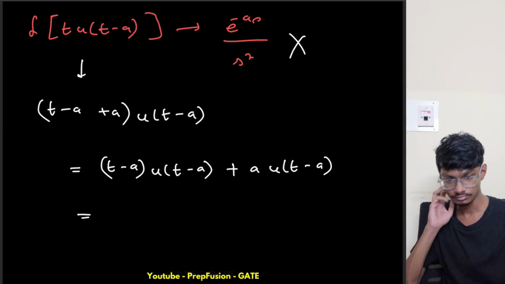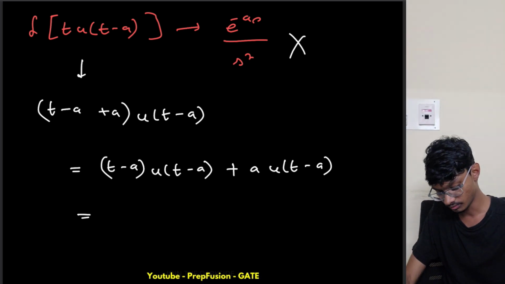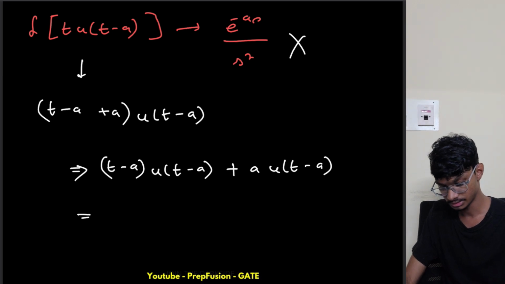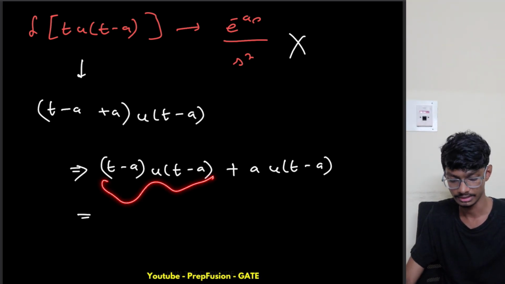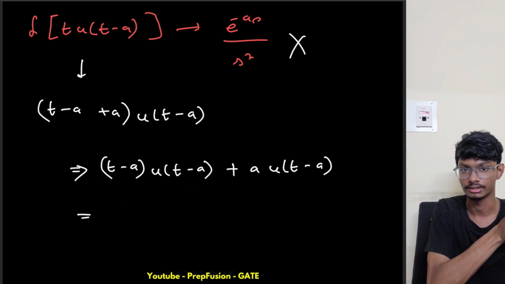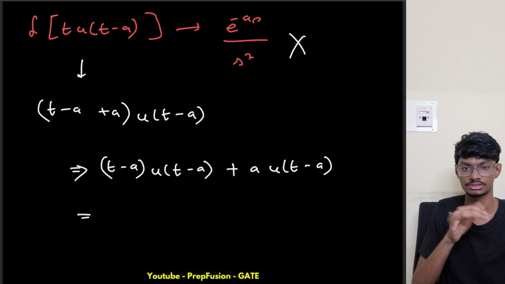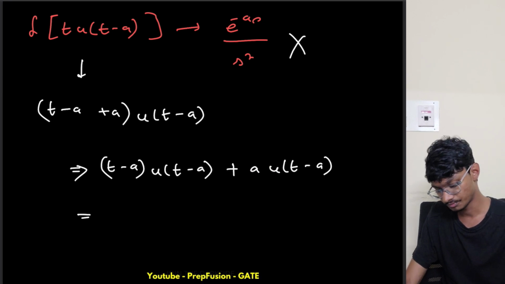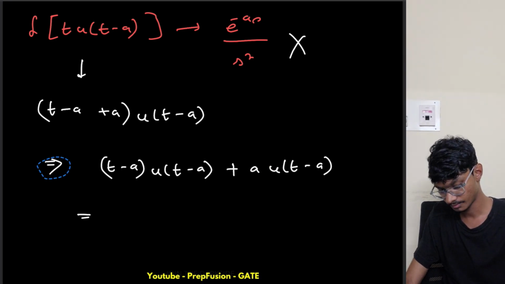Now can I solve this? Yes. This is r of t minus a only, and this is simply a step function delayed by a, with a multiple of a, so this is easy for me to solve. So what I will do to find the Laplace transform of this, right?